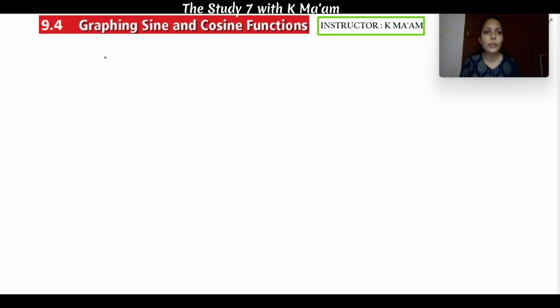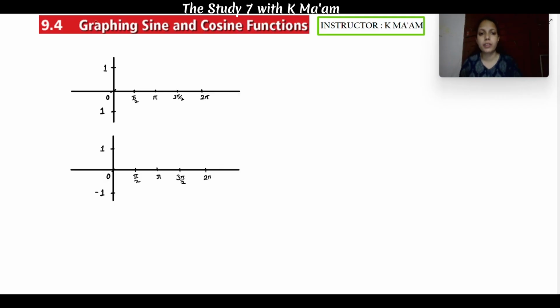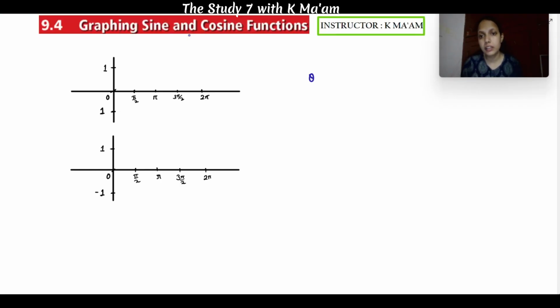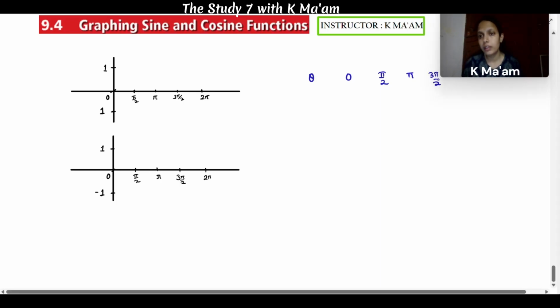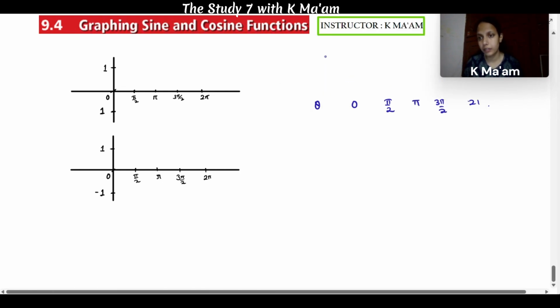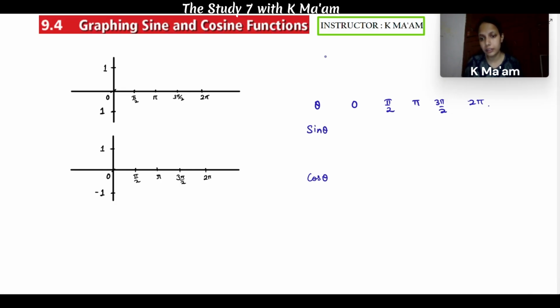Hello everyone, today we are going to start 9.4, graphing sine and cosine functions. So I draw the plane here. Let's write the values. Here is the angle: 0, pi by 2, pi, 3 pi by 2, and 2 pi. There is a sine theta and cos theta.